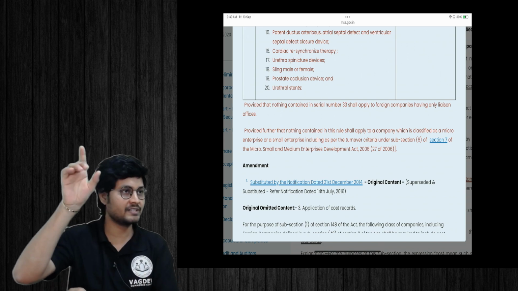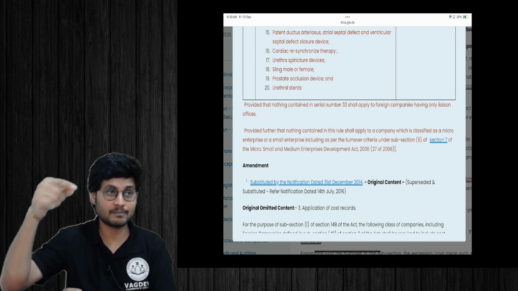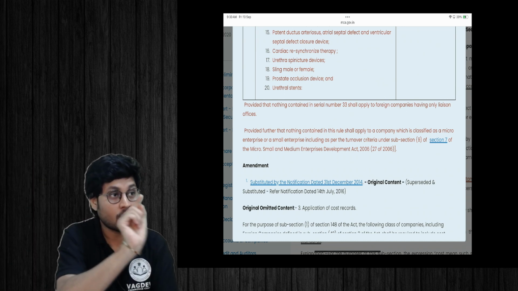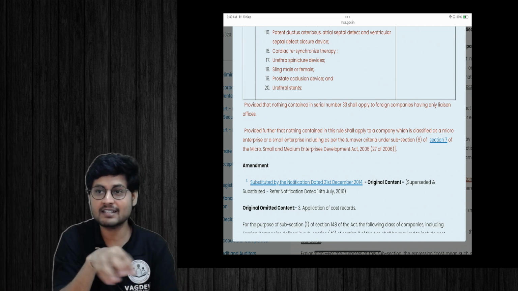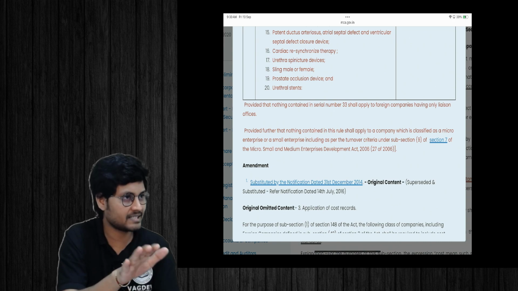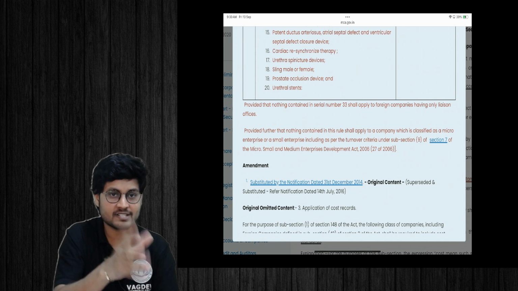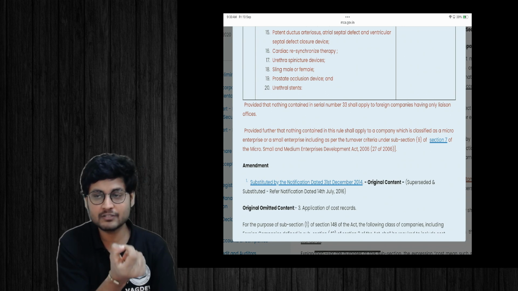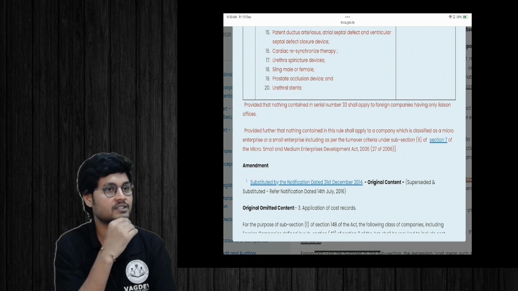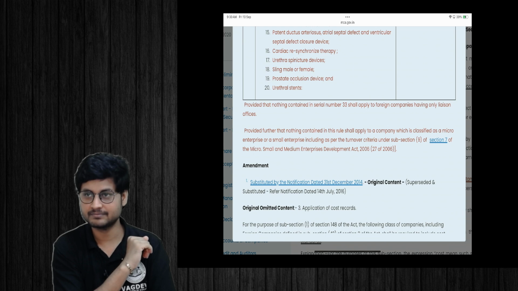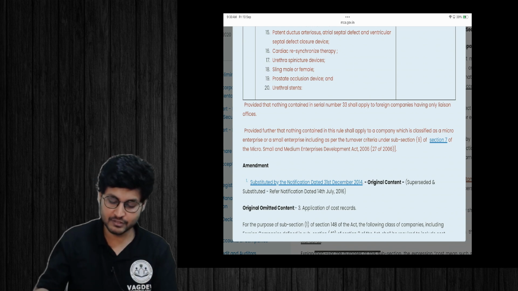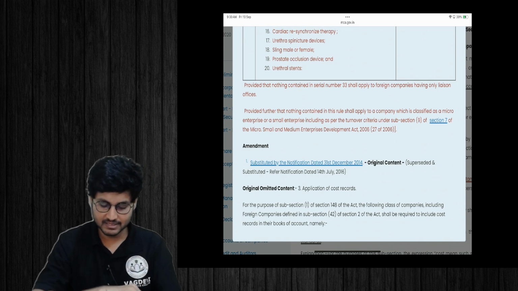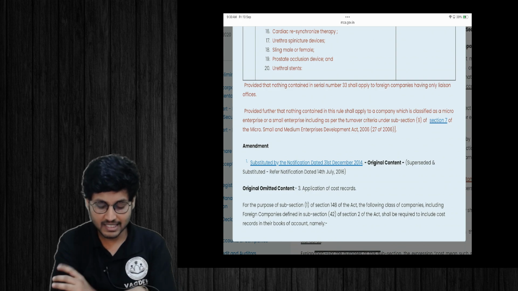If the foreign company is located outside India and supplying goods in India by having an office in India, which is called a liaison office, there is no plant, there is no original setup, only a liaison office in India. For them, cost records maintenance is not applicable. And going forward, another provision is also there. Read that another provision.